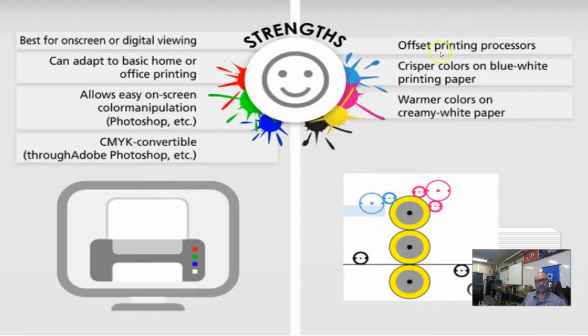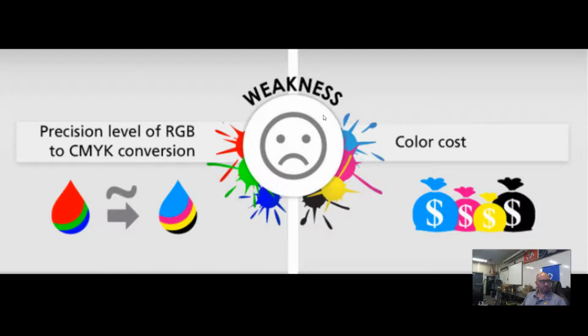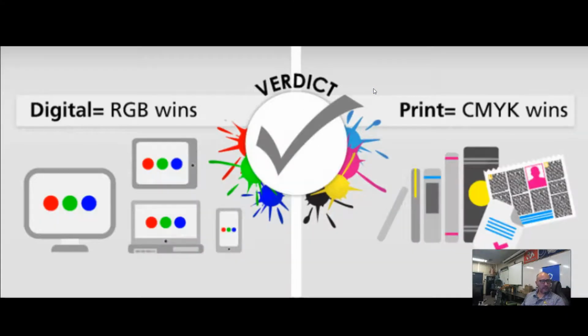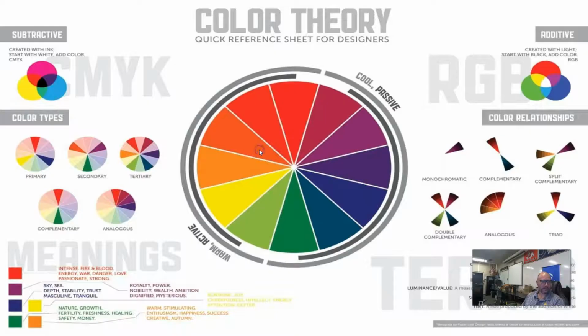The strength of CMYK printing is that it's made for paper, so you can have crisper colors on different types of paper. One weakness of RGB is that the conversion from RGB to CMYK sometimes isn't great, so what you see on the screen isn't exactly what comes out on paper. A weakness of CMYK is the cost, because ink is very, very expensive. So the verdict: RGB wins for digital, CMYK wins for print, and that's the story.